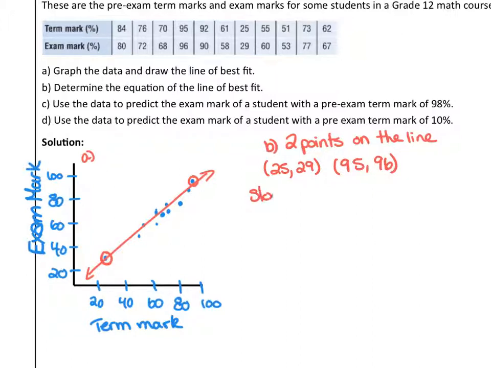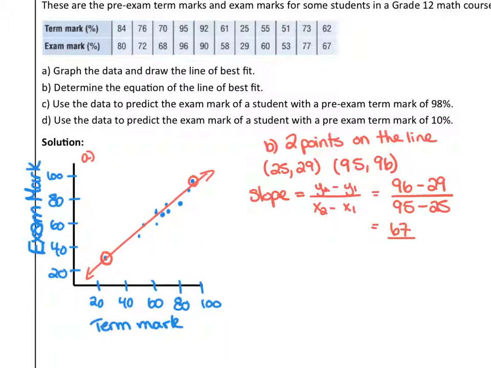So we're going to find the slope. That's the first thing to do. If you don't remember, it is y2 minus y1 over x2 minus x1. So you would subtract the y's and then subtract the x's. In this case, I'm going to do 96 minus 29 over 95 minus 25. And when I calculate that, I get 67 over 70. And then when I divide it, I get a slope that's 0.957. So that's my slope.